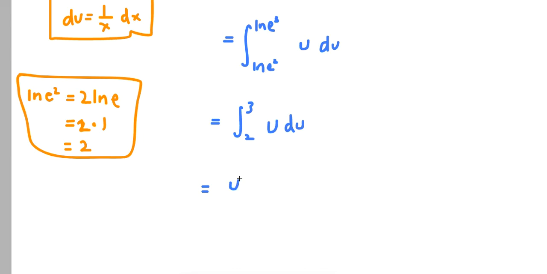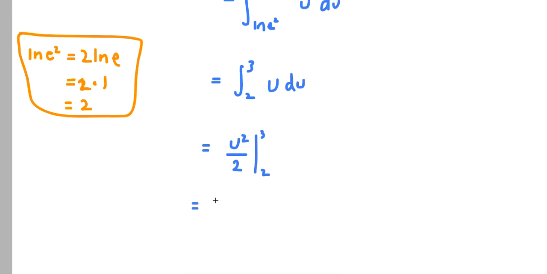That's going to go up by 1 power to u squared. Since it's just u alone here, we know that we need to divide by 2. If you were to take the derivative, that 2 would come down. So we need this 2 here to cancel out the 2 that would end up in front of u. And now we're going to evaluate it from 2 to 3.